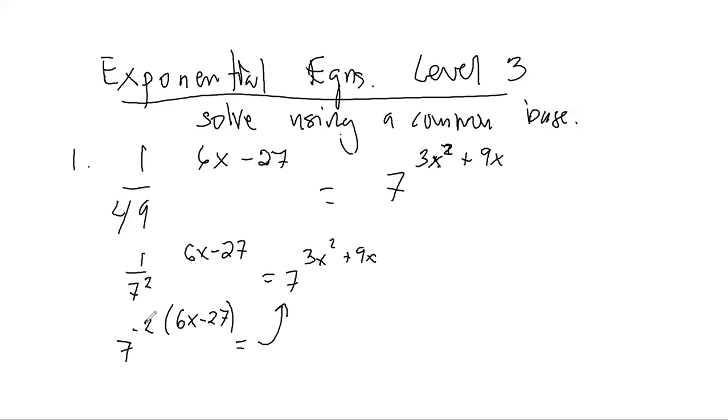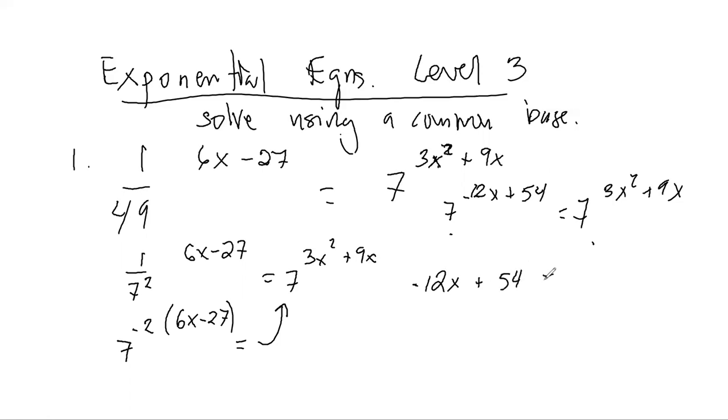Let's distribute that negative 2. So now we have 7 to the negative 12x plus 54. And that equals 7 to the 3x squared plus 9x. Now that we have the same bases, we can make the exponents equal to each other. And as you can see, in this case, we're going to have a quadratic equation.